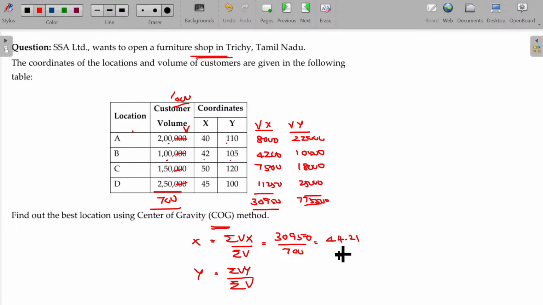44.21. And here summation of Vy being 75,500. So 75,500 divided by 700, then the value being 107.86. Is that okay? Now let me explain.